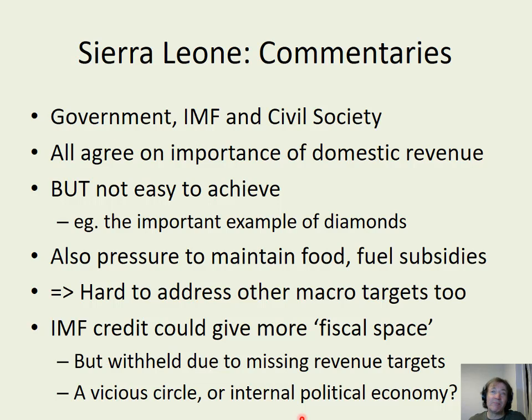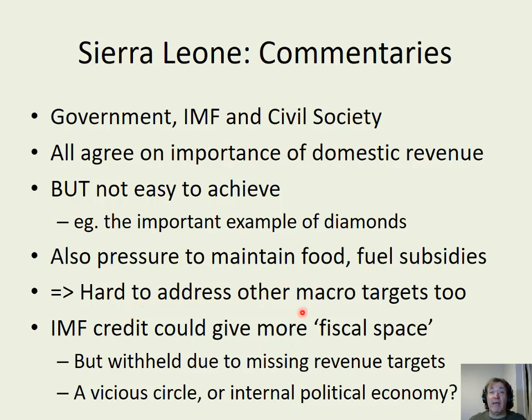But they can't do it, despite the fact that all these different commentators from different points of view are saying this is what they should do. It's hard to do it, like the important example of diamonds. So diamonds are really hard because there are big, powerful actors involved, and it's hard to really make sure that people that haven't paid their tax are not then somehow able to get involved in the diamond trade anyway. And also there's tremendous political pressure from the urban elites to maintain those subsidies on fuel and food. So if you cut the fuel and food subsidies, you lose political support.